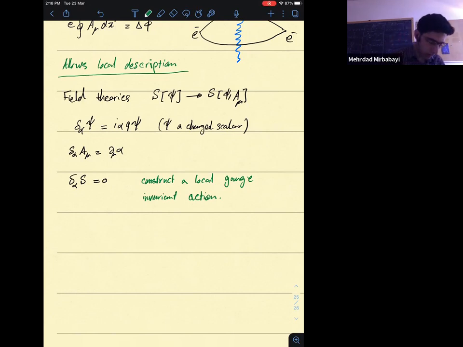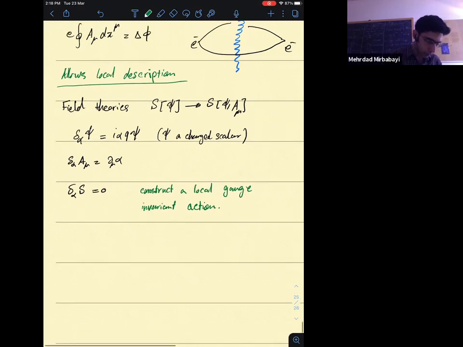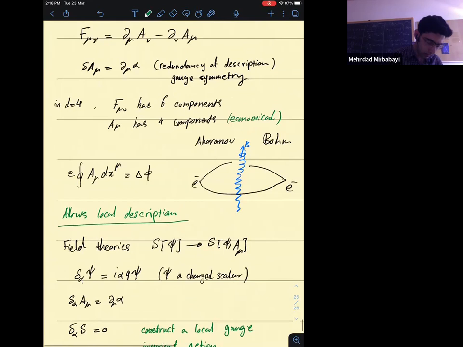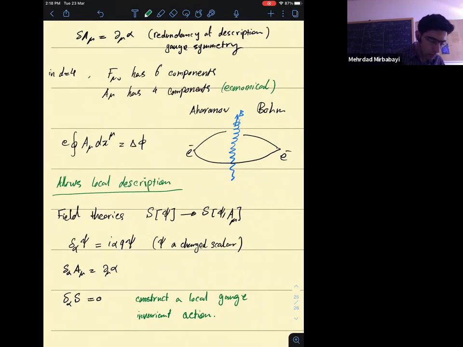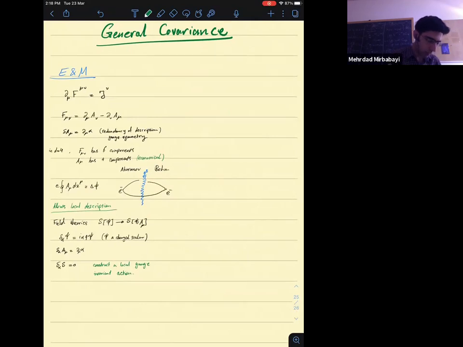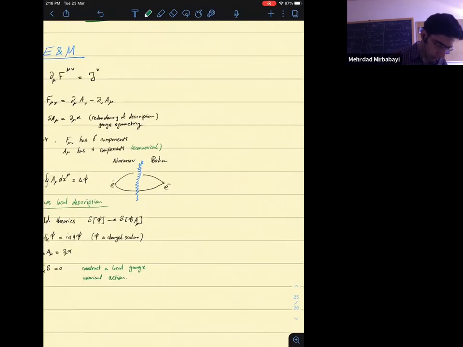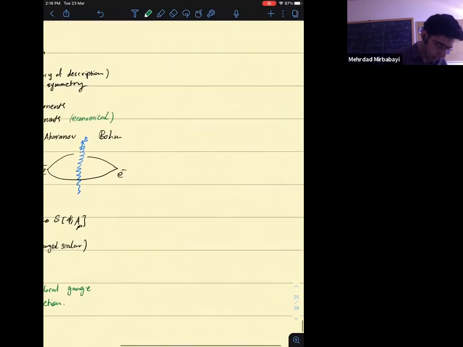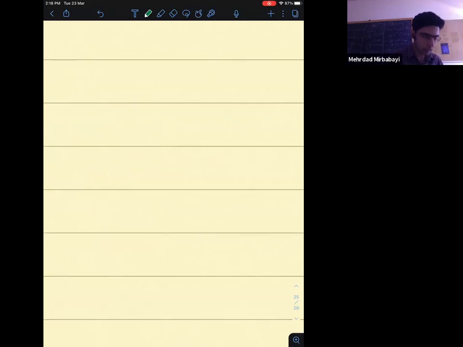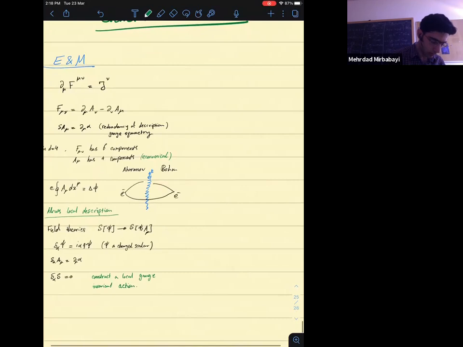Okay, so this was the story about electromagnetism. Now we want to go to the case of gravity. So we want to make a parallel and consider gravity. Is there any question about this part?